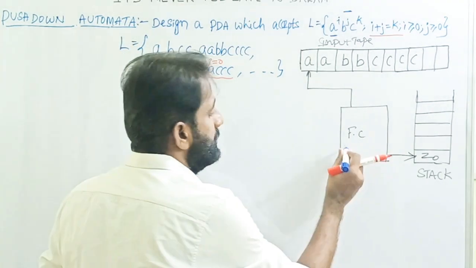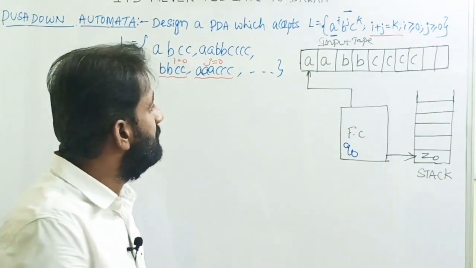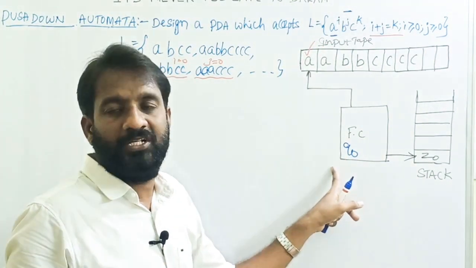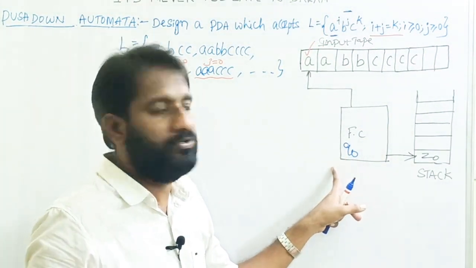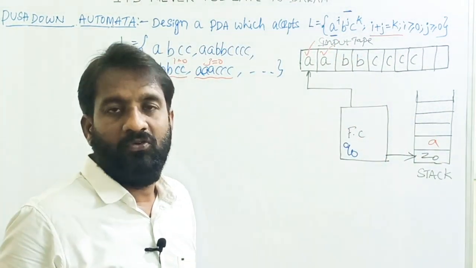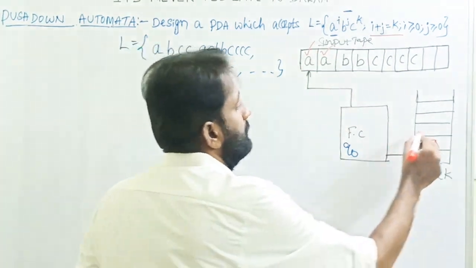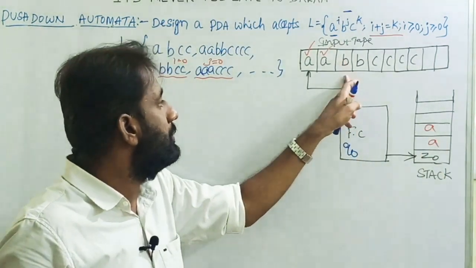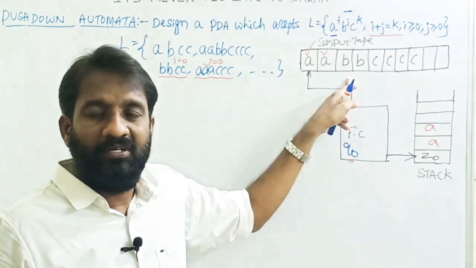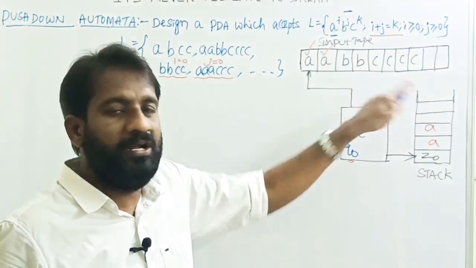As you know, the initial state is q0, and the top of the stack is z0. So the first input symbol is a. Read a, remain on the same state, add a onto the stack, meaning push a onto the stack. Then the next input symbol is a. So on state q0, read a, add a onto the stack. Then now b. Present state is q0, input symbol is b, meaning that a's are exhausted and b's have started. So read b, add b onto the stack.